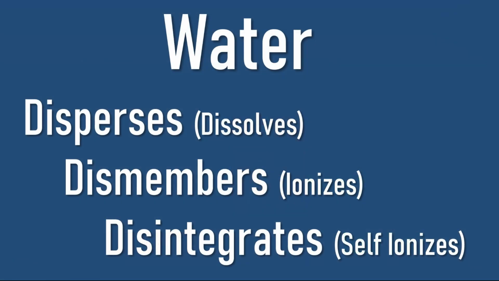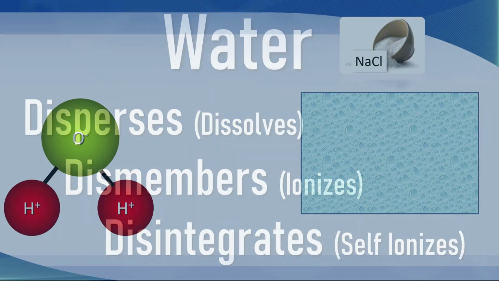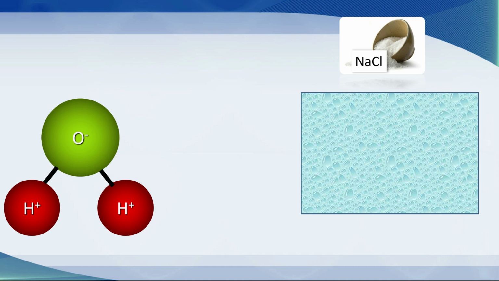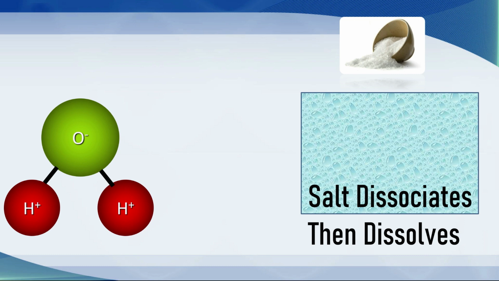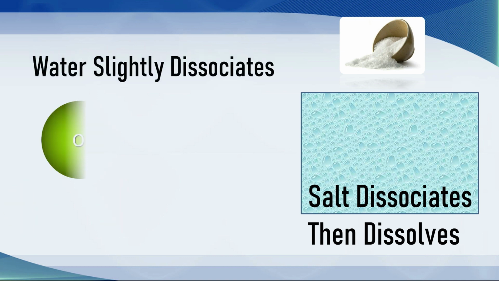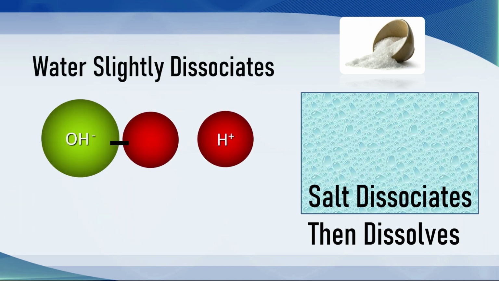Let's return to water. Water, as you recall, is a solution in which other elements disperse or dissolve. It has the ability to dismember compounds, ionizes them, and it also self-ionizes. So here is sodium chloride or salt, and when it's immersed in water, it dissociates and then dissolves, and it spreads throughout the entire liquid at a measurable quantity. Importantly, water also slightly ionizes to release a hydrogen ion that carries a positive charge and a hydroxyl ion, that's one H plus and one OH minus.